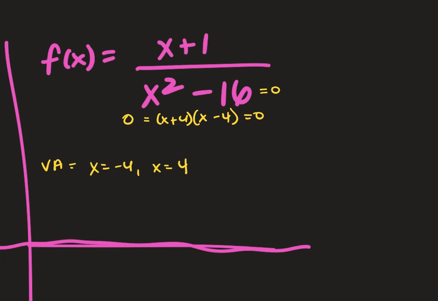This time, the highest exponent in the top is 1, highest exponent in the bottom is 2. So my horizontal asymptote is y equals 0, because if it's more in the bottom, it's y equals 0. And to find my zeros, I set my numerator equal to 0. So if x plus 1 equals 0, then x equals -1.